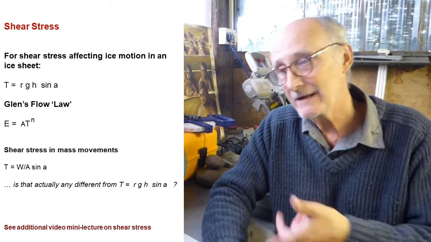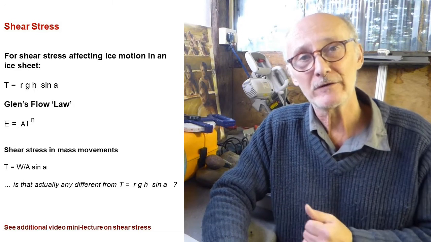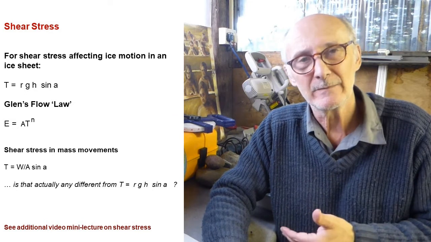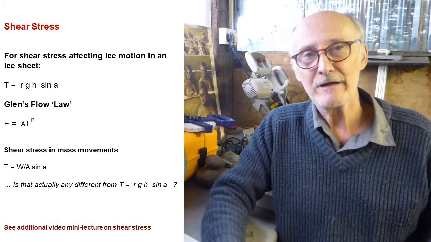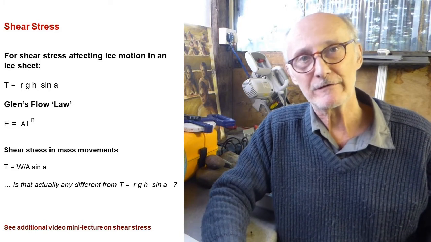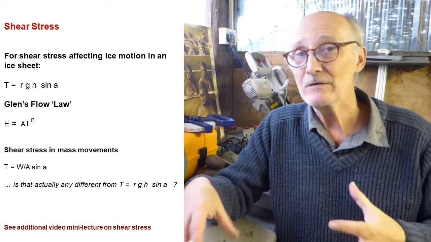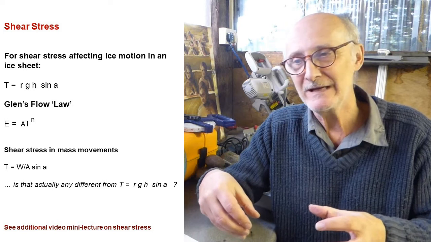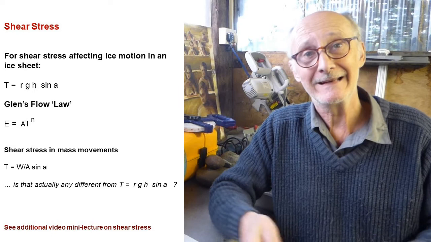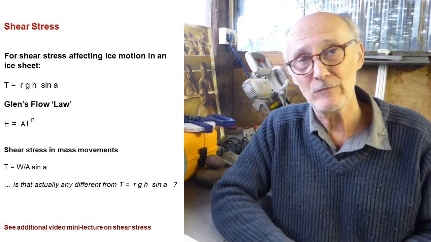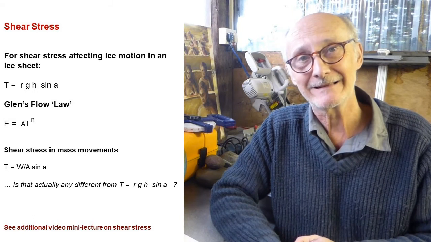But then E equals A times tau to the power n, it's raised to a power, it's an exponent. In other words, if you increase tau just a little bit, you'll increase strain quite a lot. So those two basic equations, tau equals rho g h sine alpha, the shear stress equation, and E equals A times tau to the n, Glen's flow law, between them give you the relationships you need to calculate how ice is going to deform under its own weight in a glacier. That's one of the main ways that glaciers move: by ice deformation in response to shear stress. Those two equations enable you to calculate how that's going to happen.